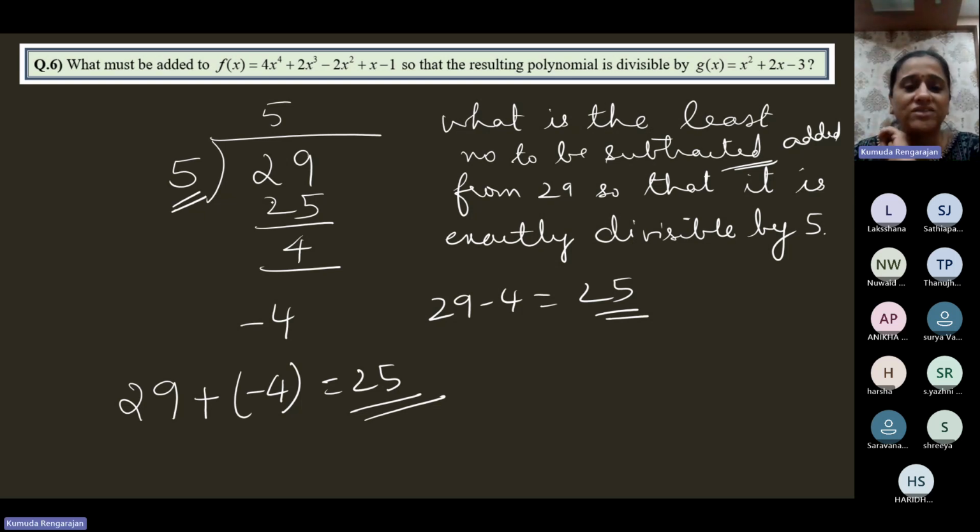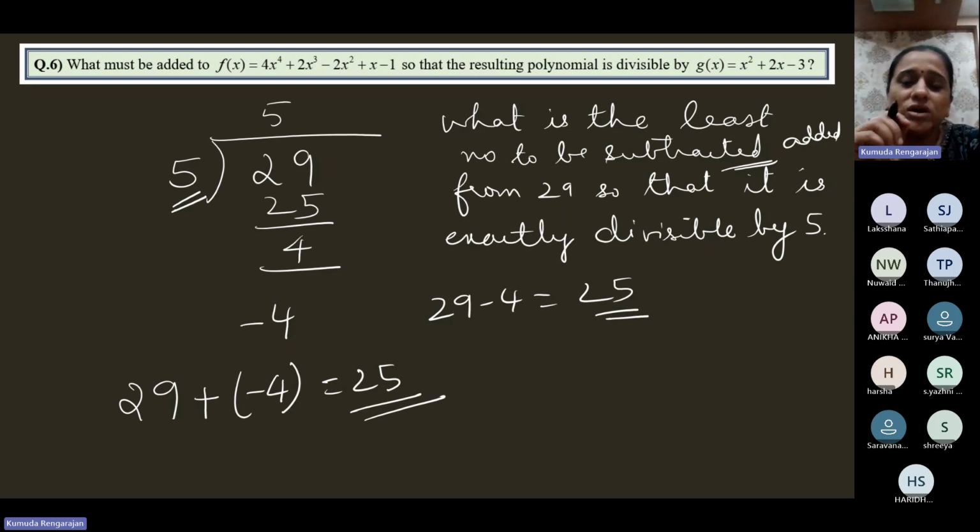29 is not exactly divisible by 5. So we have 2 questions here. What is the number to be subtracted? You should answer this question using the remainder. Using 4, you should answer the question. You have no other option. Only using 4, you have to answer this question.